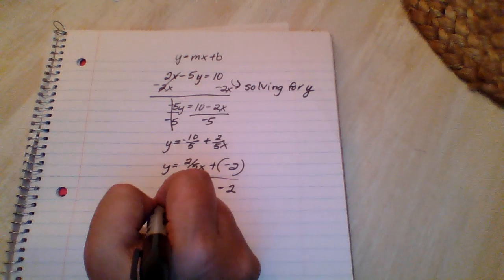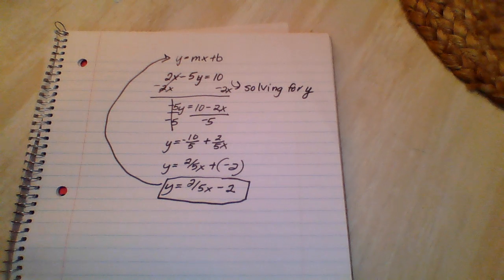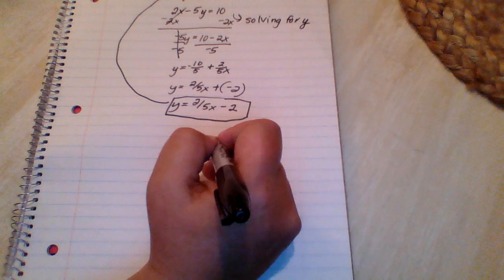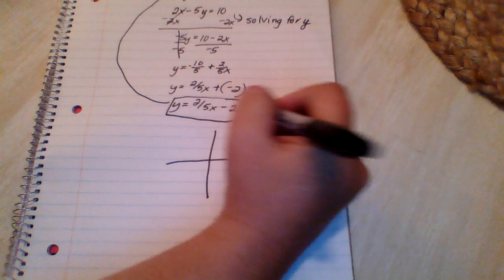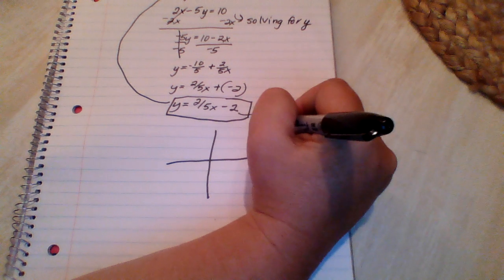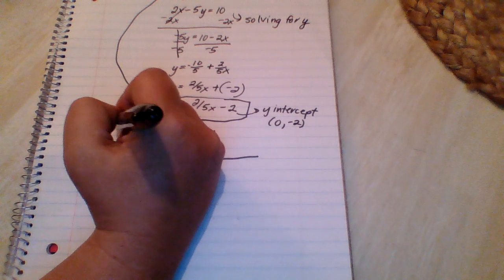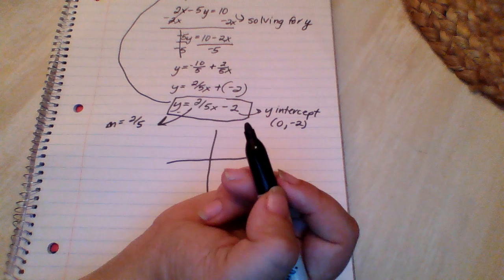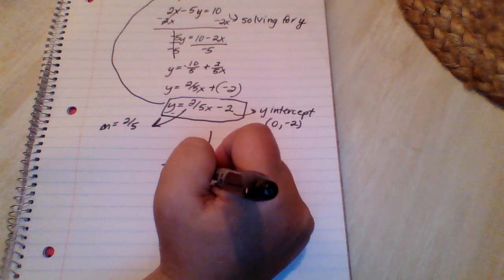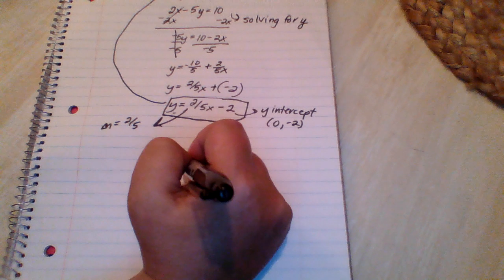Now it looks like it's in the form of the slope-intercept. So we can graph it from here, just like we've done before. Our first point we're going to get from the y-intercept, and our y-intercept is 0 and negative 2. Our slope is 2/5. Okay, so our first point is going to be 0, but we're going to go down 2. That's going to be our first point. Put a couple more hash marks on here.